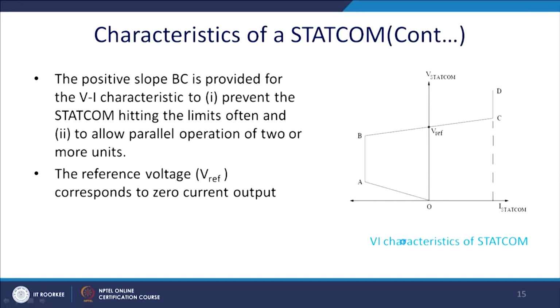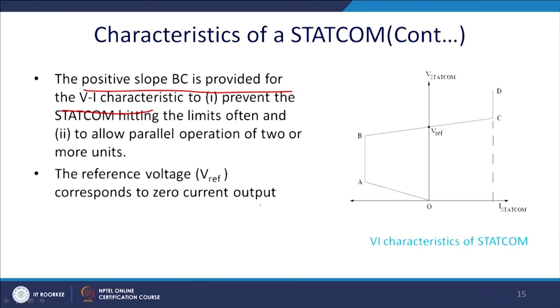The positive slope BC provides for the VI characteristics to prevent the Statcom from hitting the limit often and allows the parallel operation of more than 2 units. So, you can put more than the 2 units if the power rating of the Statcom cannot meet that particular area. So, you can put them into the cascade band.